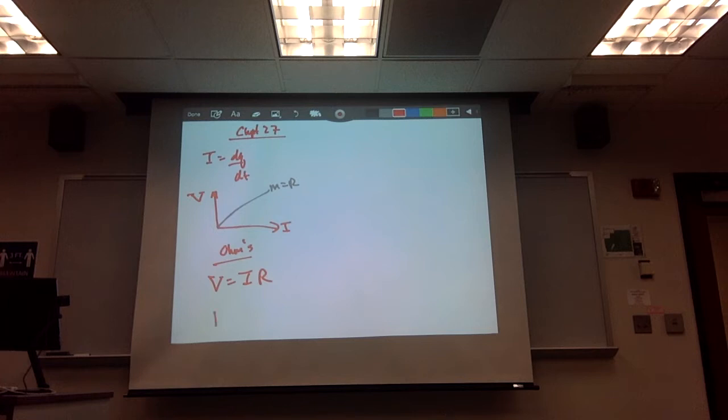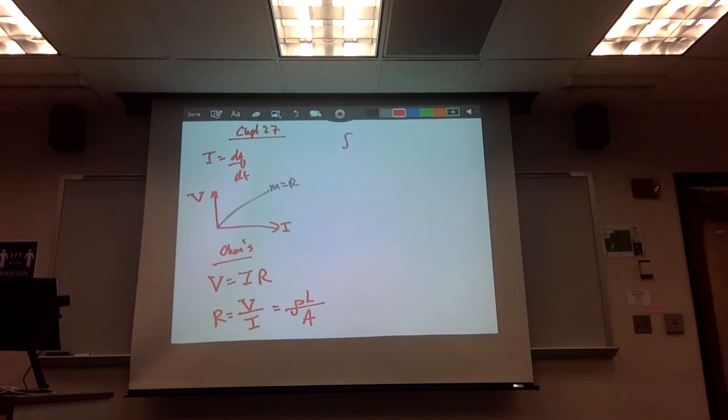Resistance, we then said that resistance is two things. This is equal to the potential divided by the current, but this is also equal to the resistivity times the length divided by the cross-sectional area. So this is then resistance.